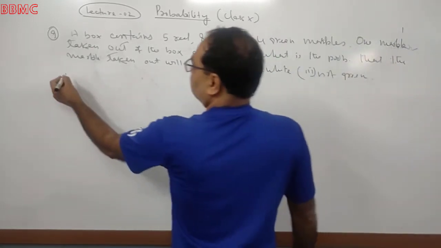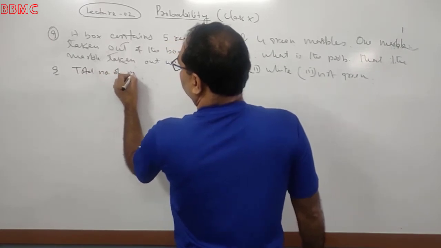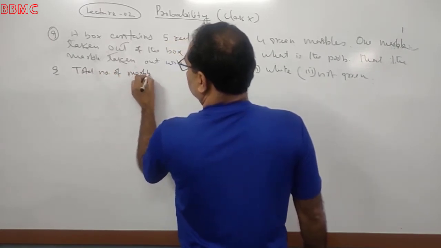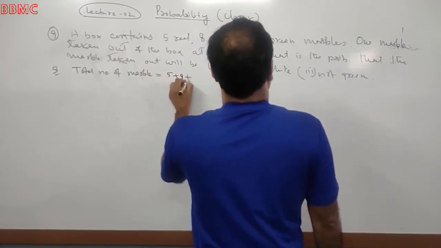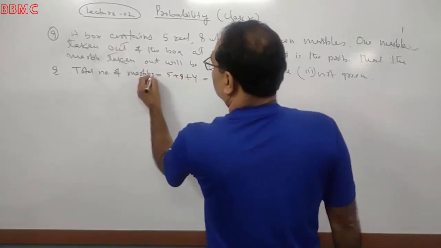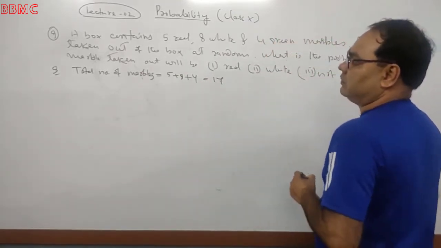Total number of marbles is equal to 5 plus 8 plus 4 is equal to 17. There are 17 in total.